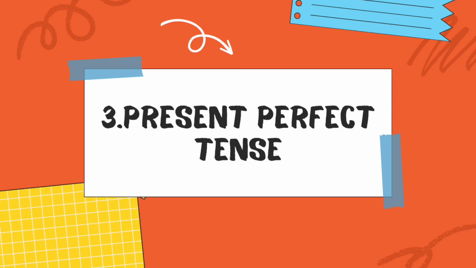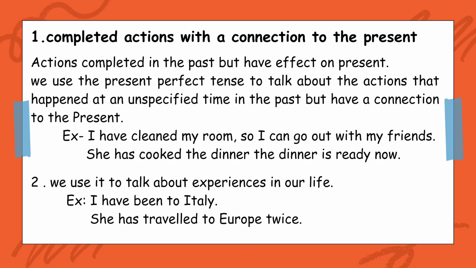Present perfect tense. Completed actions with a connection to the present. Actions completed in the past but have effect on present. We use the present perfect tense to talk about the actions that happened at an unspecified time in the past but have a connection to the present. Example, I have cleaned my room so I can go out with my friends. I have cleaned my room, which is a completed action. The effect is I am free now so I can go out with my friends.